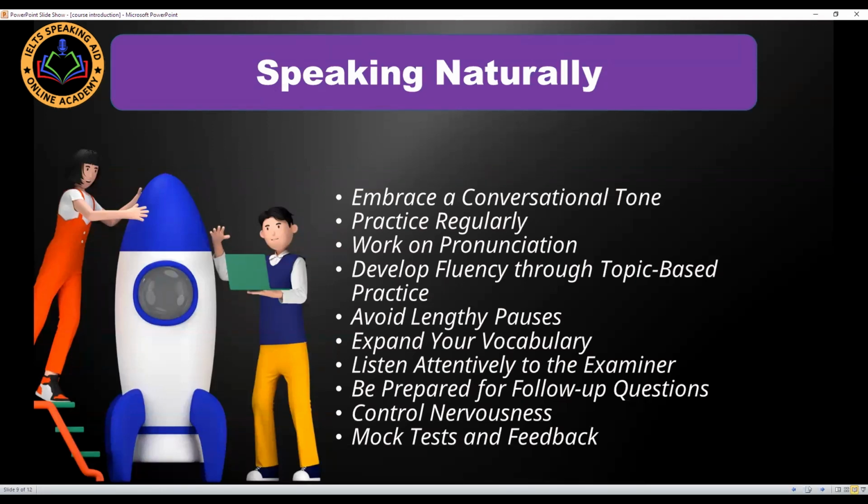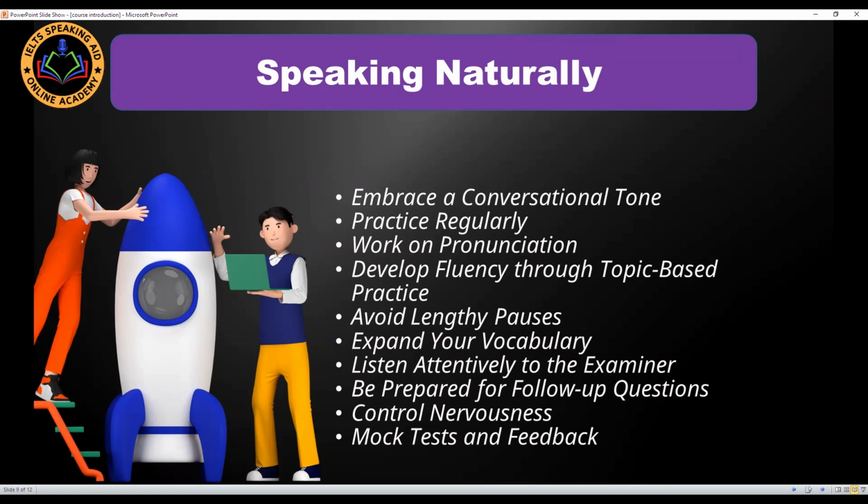Develop fluency through topic-based practice. For IELTS speaking, we should practice with IELTS kind of topics or questions. If we take only general topics, we will learn those and practice with them. But when you get IELTS part 2 cue card questions as well as part 3 questions, you will struggle to find answers and deliver your answers because you are not familiar with IELTS type questions. Always be familiar with IELTS type questions.